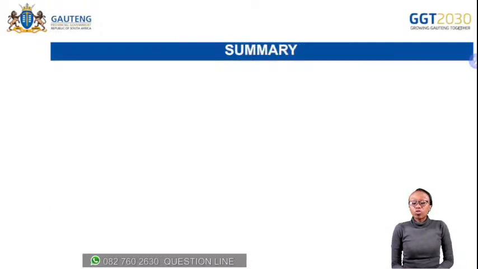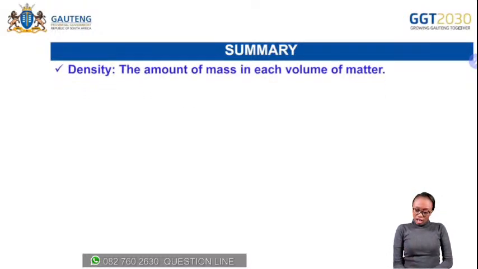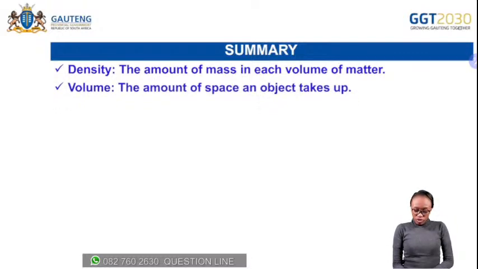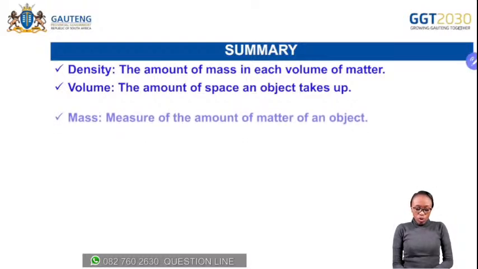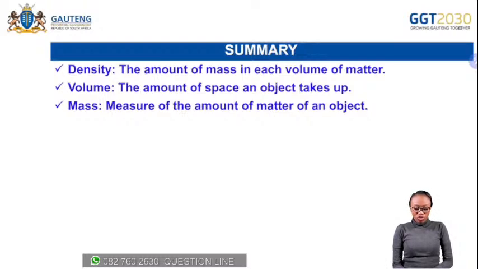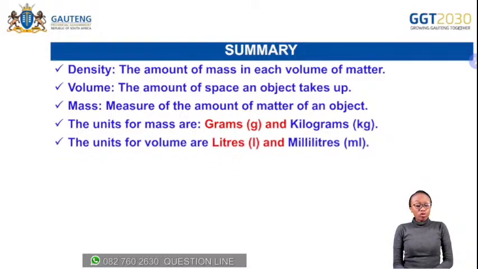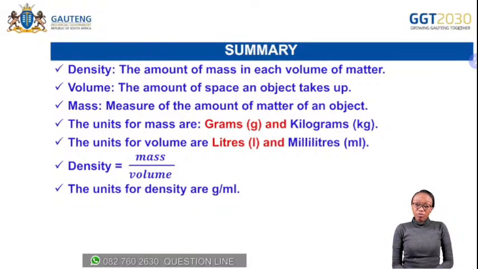So we've reached the end of our lesson, so we're going to summarize today's lesson. What did we learn today? We learned that density is the amount of mass in each volume of matter. We also learned that volume is the amount of space an object takes up. We also learned that mass is the measure of the amount of matter in an object, and the units for mass are grams and kilograms. The units for volume are liters and milliliters, also cubic centimeters and cubic decimeters. And the formula for calculating density is mass over volume. And the units for density are grams per milliliter, or you can also say grams per cubic centimeter.